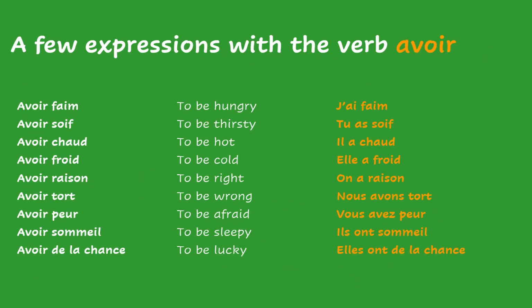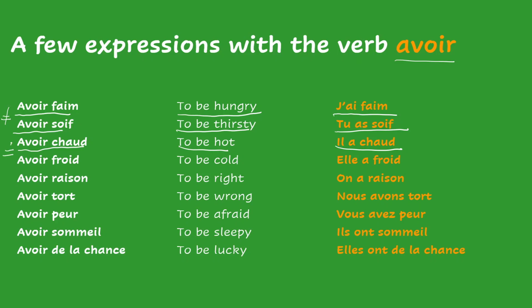So there are also a few expressions with the verb avoir that are very useful to know. So for example, avoir faim, which means to be hungry. And in a sentence, you could use, for example, j'ai faim. Avoir soif, to be thirsty. Tu as soif. Avoir chaud, to be hot. Il a chaud. And then the opposite, avoir froid, to be cold.